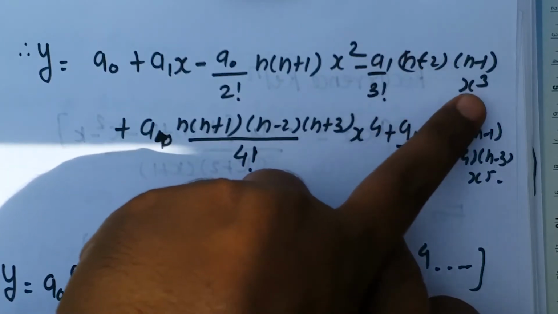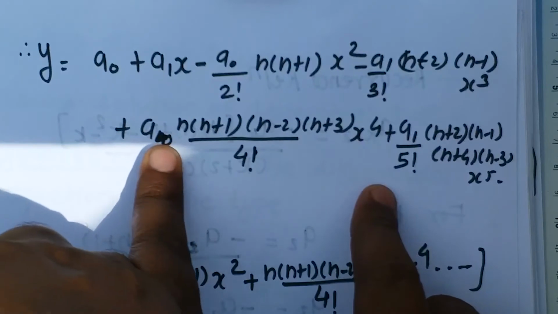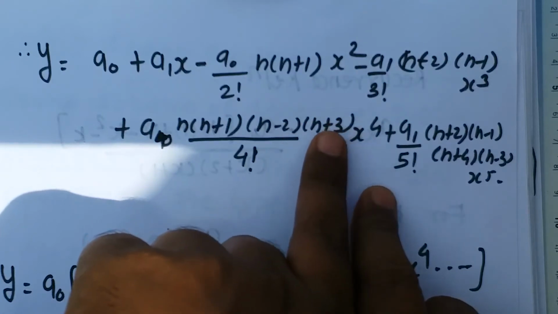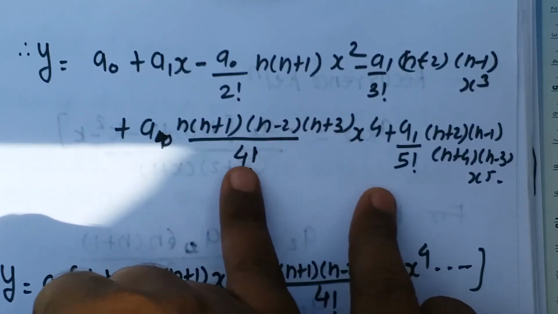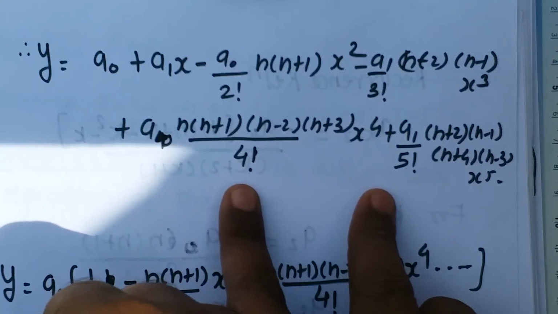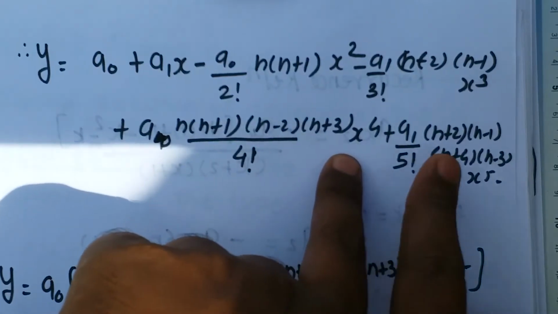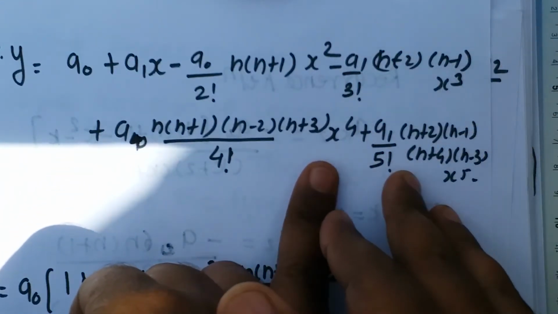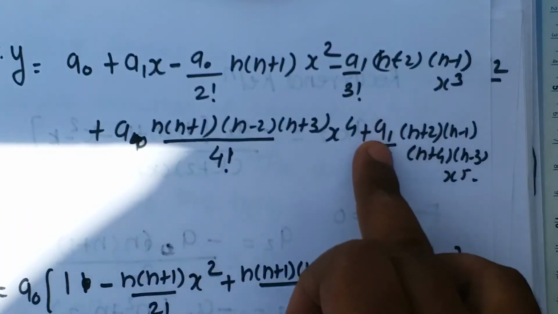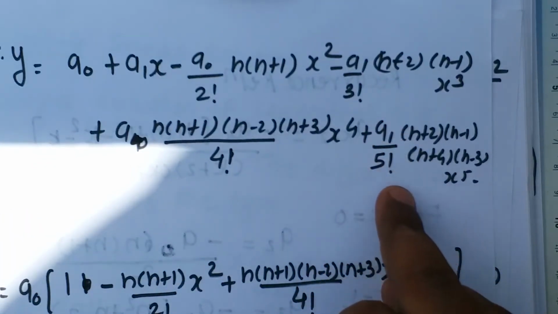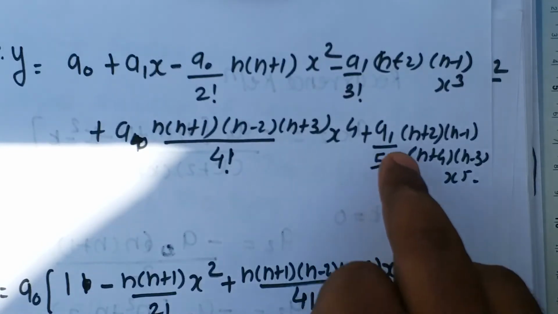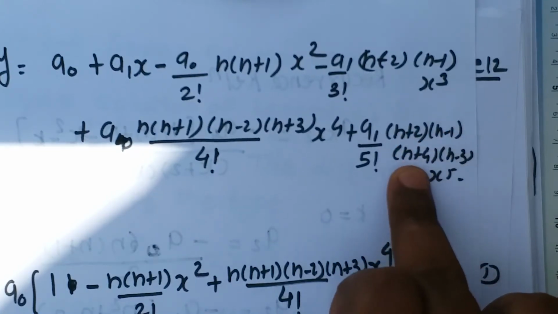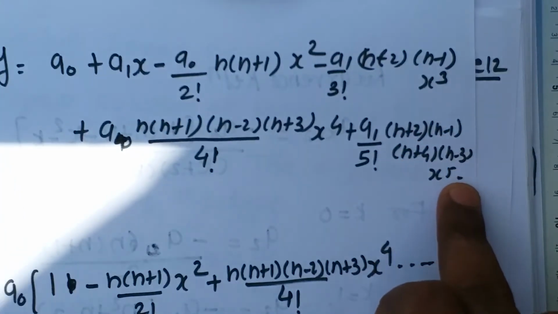Into x cube, coefficient of a3 is x cube, plus a4 is in terms of a0 into n into n plus 1. The next polynomial n square plus n minus 6 I have factorized as n plus 3 into n minus 2, divided by 24. That 24 can be written as 4 factorial into x raised to 4. The last coefficient a5 is in terms of a1, that is also positive. So a1 by 120 we have. 120 is nothing but 5 factorial. And the factors of the polynomials I have written as n plus 2, n minus 1, n plus 4, n minus 3 into x raised to 5.